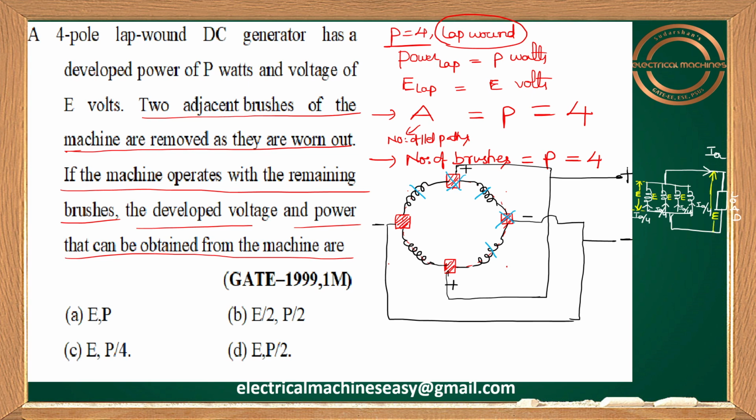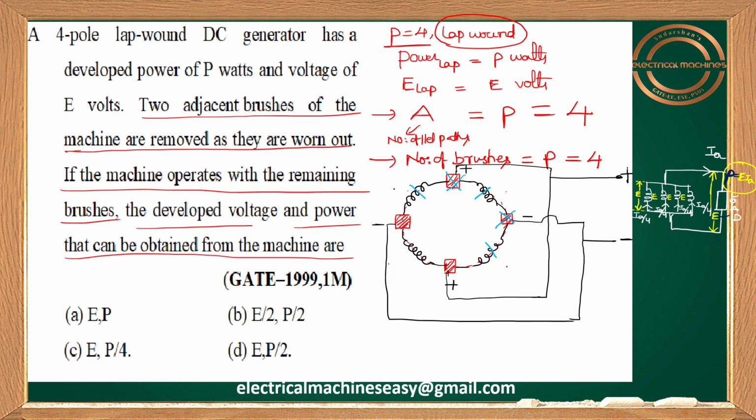Now please tell me about the power at the load. If you want to find the power, what is the formula? Load voltage E into IA. So P equals E into IA. In this case, the load power is P. Let me use some other color, it's not visible. So power is P and voltage is E.